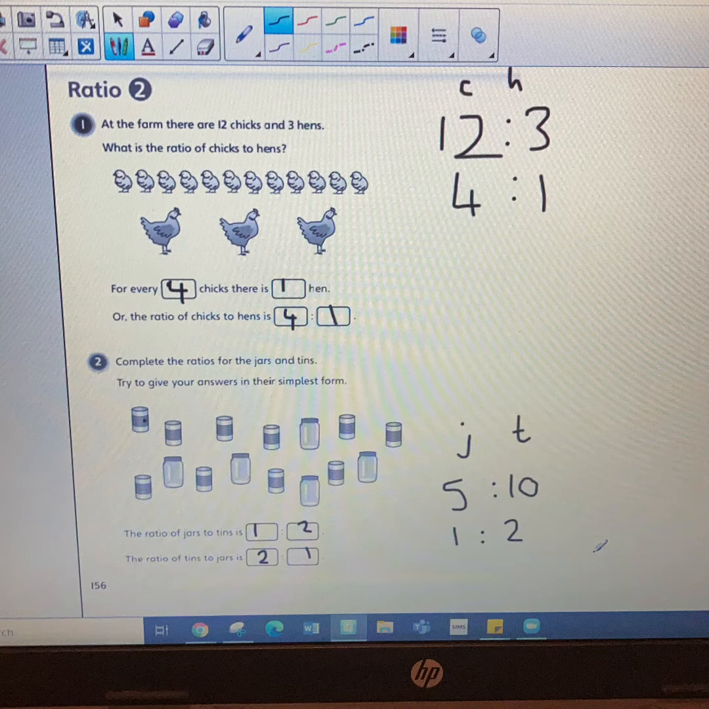Next one then. Complete the ratios for jars and tins. So I counted and there was 5 jars for every 10 tins. I simplified this by dividing them both by 5 to make it 1 to 2. So the ratio of jars to tins is 1 to 2. The ratio of tins to jars is 2 to 1. Tick these if you got them right.